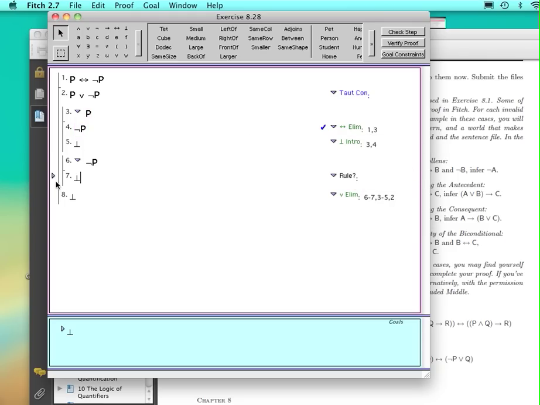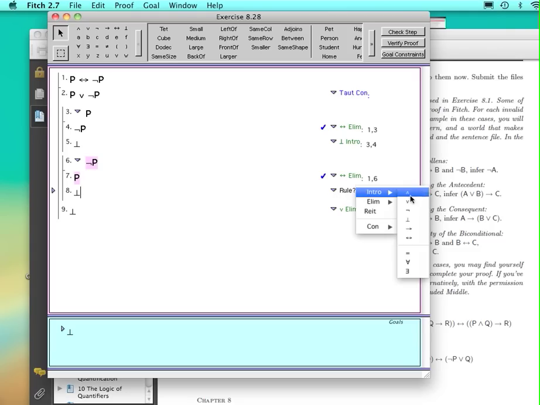Fantastic. Down here, exact same strategy. I have P if and only if not P. This time I've got the not P. I can use biconditional elim to get P. Well, again, I have P and not P. That leads to a contradiction. And there is my proof. Again, the only trick is using TautCon, but if you read the instructions to things, it should become pretty clear.